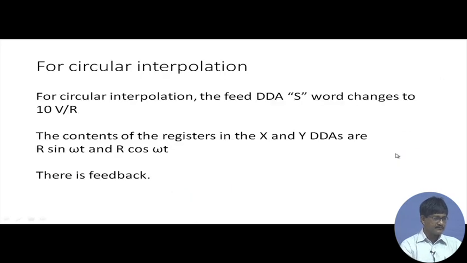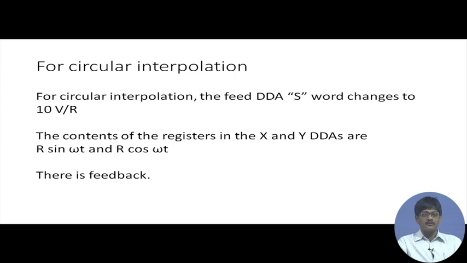So, we have just summed up the changes that we discussed just now. S word changes to v by r instead of v by L. 10 is just a constant multiplied to it, it is not affected. The contents of the registers in the x and y DDAs are now r sin omega t and r cos omega t, and they get updated in time. And there is also feedback. Feedback is to change the values of r sin omega t and r cos omega t.